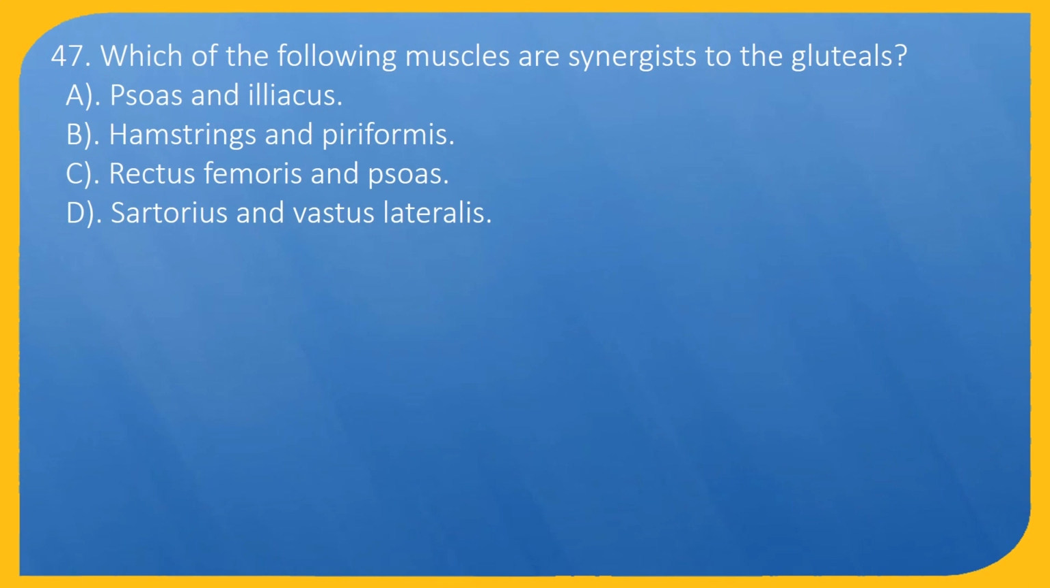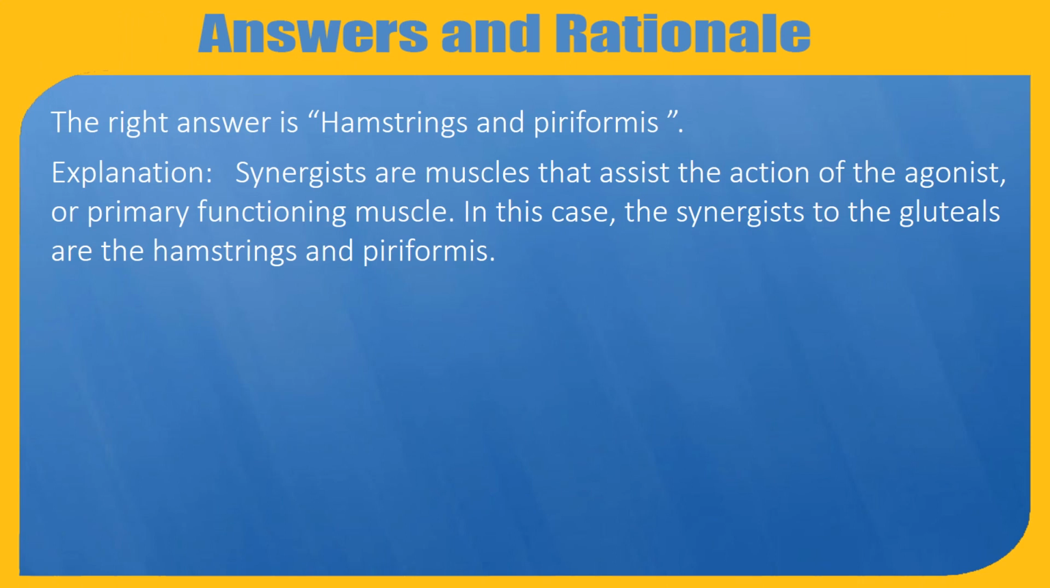Question 47. Which of the following muscles are synergists to the gluteals? A. Psoas and iliacus. B. Hamstrings and piriformis. C. Rectus femoris and psoas. D. Sartorius and vastus lateralis. The right answer is hamstrings and piriformis. Explanation: synergists are muscles that assist the action of the agonist, or primary functioning muscle. In this case, the synergists to the gluteals are the hamstrings and piriformis.